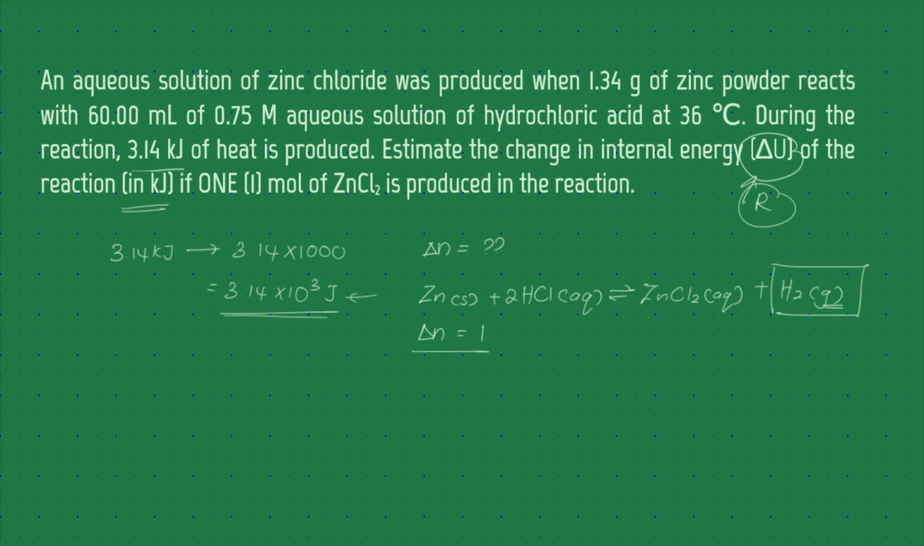So now we are going to plug in all the values that we have and put them in the correct formula, which is delta U is equivalent to delta H minus RT delta N. So we are just going to plug in the suitable values inside this formula.